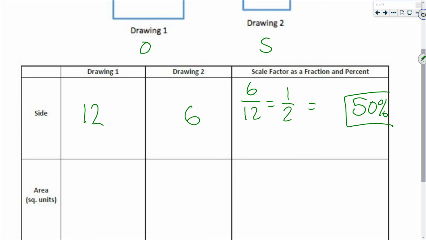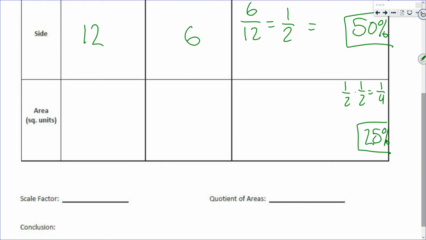Now, if my theory stands true, all I have to do is take 1/2 and multiply it by itself, 1/2 times 1/2, to get 1/4. So the area of this one here should be a ratio of 25%. That should be my scale factor in percent for the area comparison. So let's find out if I'm right. To find the area of a square, we just take 12 times 12, which is 144 units squared. The second one would be 6 times 6, which would be 36 units squared.